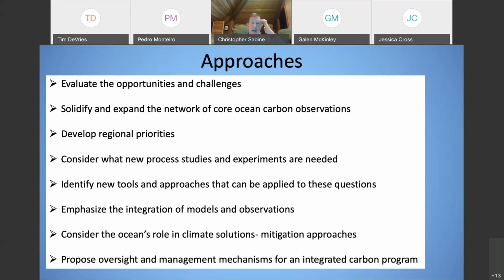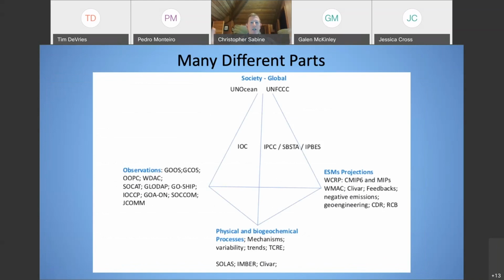And finally, we talked about how do we coordinate all of this and talk about our proposed oversight and management mechanisms for this integrated program. And I think I have one last slide, which is just a recognition that there are many different parts to all of this. There are a bunch of programs that all have pieces of it, and we anticipate that those programs will continue. We're not trying to subsume anything from these groups, but we want to try and be that mechanism that coordinates all of these. And I think that's it. Thank you.